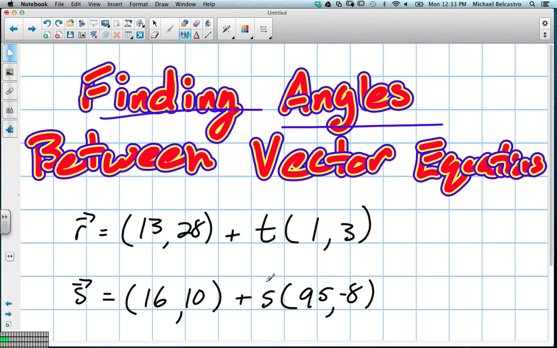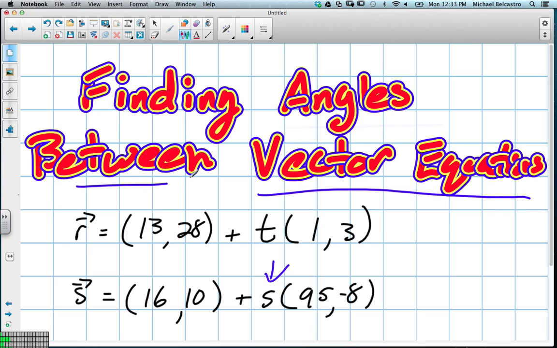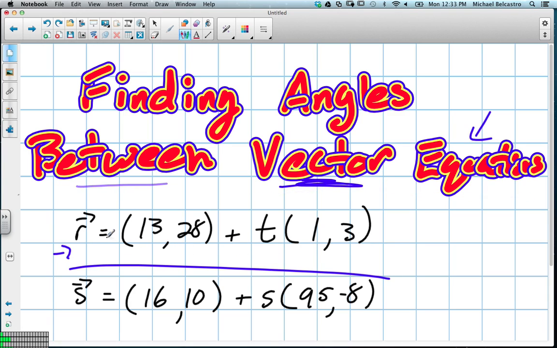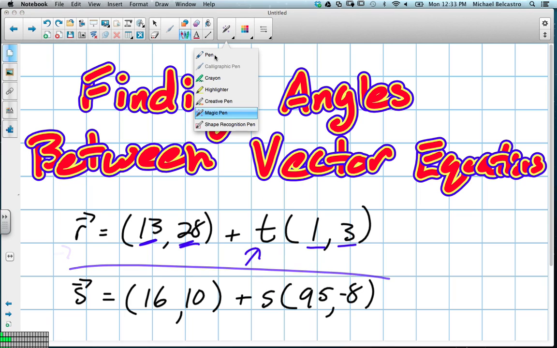Find angles between two equations. We're going to change this parameter, specifically between two vector equations. So we've done finding angles between vectors before, but not when they're in a vector equation form like we have here. Our first vector here is going through the point 13, 28, and has a directional vector of 1, 3 with the parameter t.